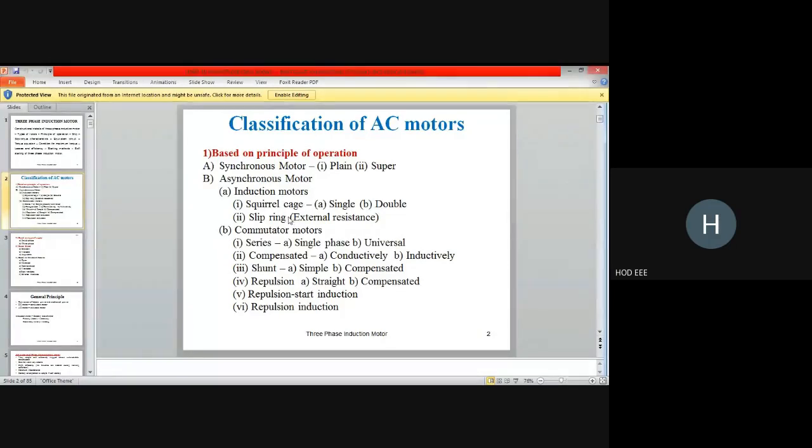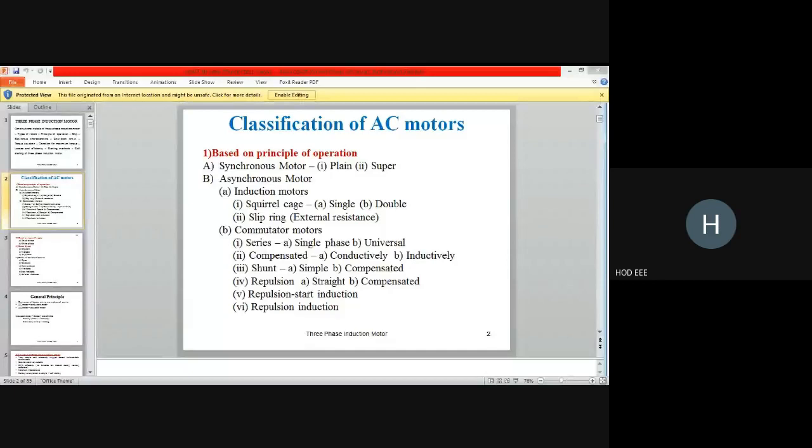So in the case of the induction motor, we have the squirrel cage and slip ring. These two types of motors only we are going to discuss. The remaining motors come under the single phase commutator motors: series, compensated, shunt, repulsion. These all come under single phase motors. So in this module we are going to discuss only the asynchronous motor.